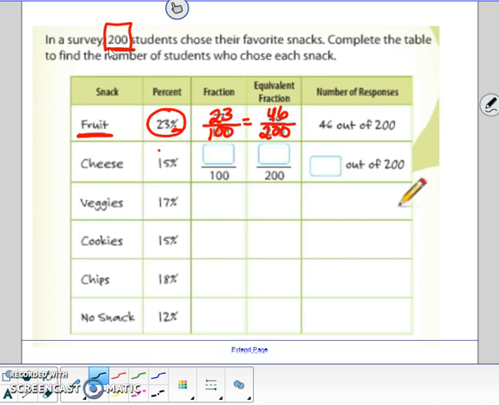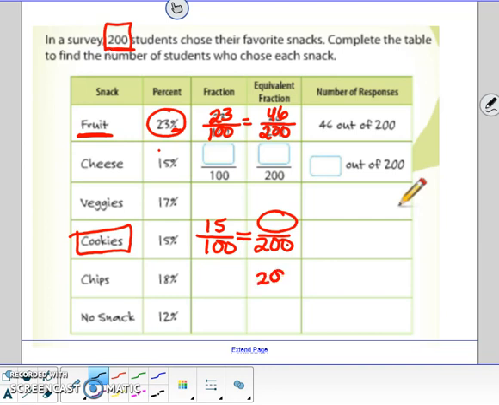Now let's pause and figure out cookies. We have 15 over 100, that's the first part of our proportion. What do we know? Do we know the part or the whole? Since 200 is our whole, we know our whole. Then we can cross multiply and divide to figure out what goes up here. Go ahead and pause the video and see if you can figure out what would go on our part.